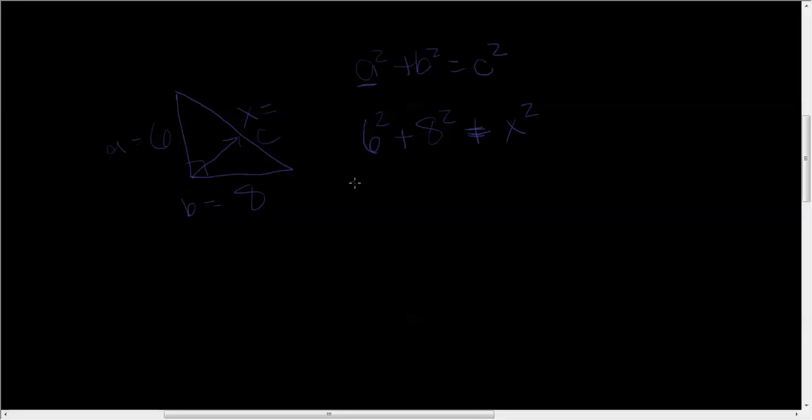Well, 6 squared is 36, and 8 squared is 64. Add those two together, and you get 100. I know X squared is 100, so to find X by itself, I have to take the square root of this number, and the square root of 100 is 10, so X equals 10.